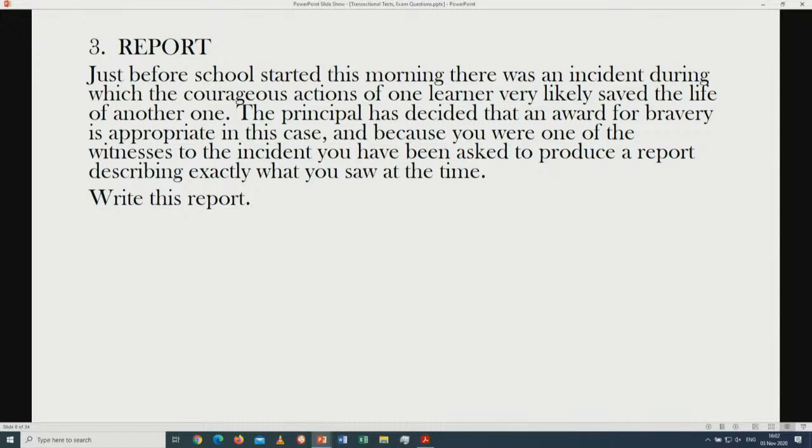The principal has decided that an award for bravery is appropriate in this case, and because you were one of the witnesses to the incident, you have been asked to produce a report describing exactly what you saw at the time. Okay, write this report. So obviously it's going to be addressed to the principal. The byline will be describing a near fatal incident or something like that, and your name will come at the end. And you can probably produce a very good piece here. Let your imagination fly a little bit. It won't do any harm.